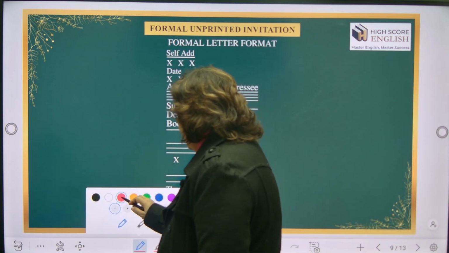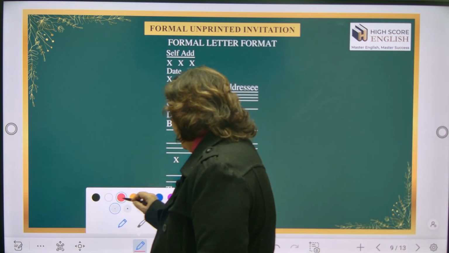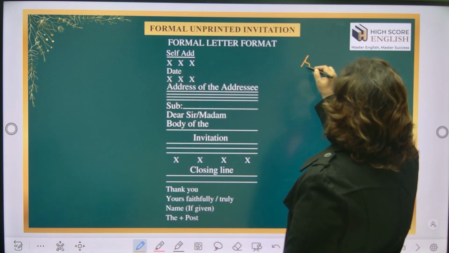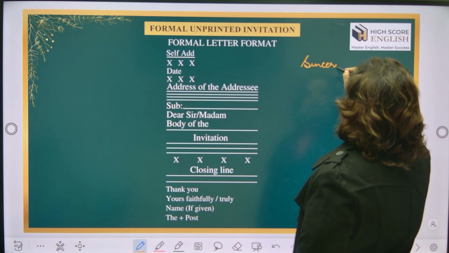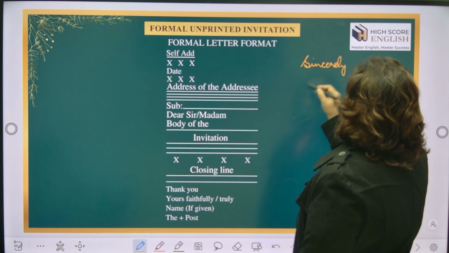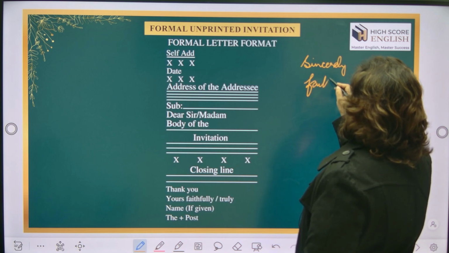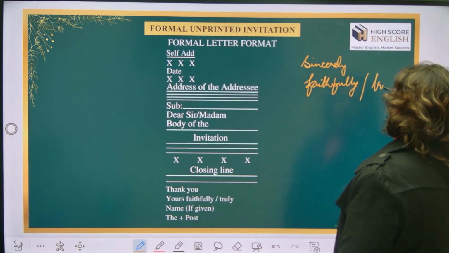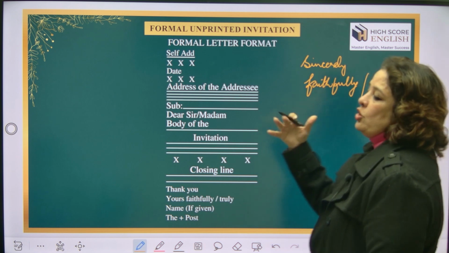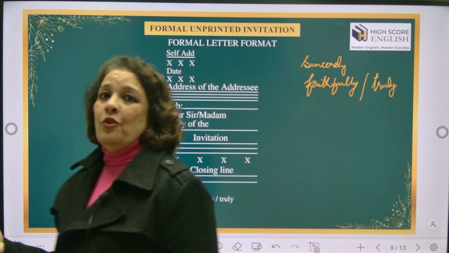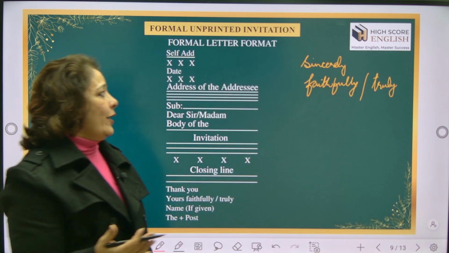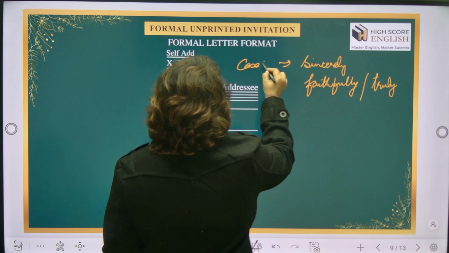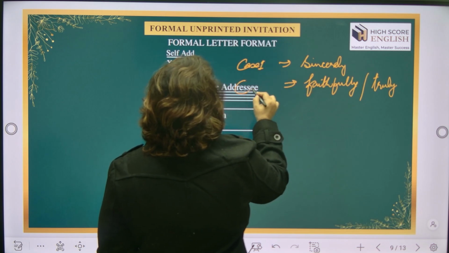Something very interesting I'll ask you. I don't know how many of you already know about it. When to write sincerely, when to write faithfully or truly. There are two or three different situations when you have to decide when to write sincerely and when to write faithfully or truly. This is case 1 and this is case 2.